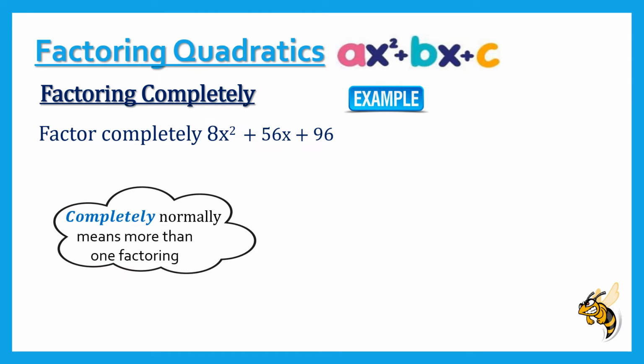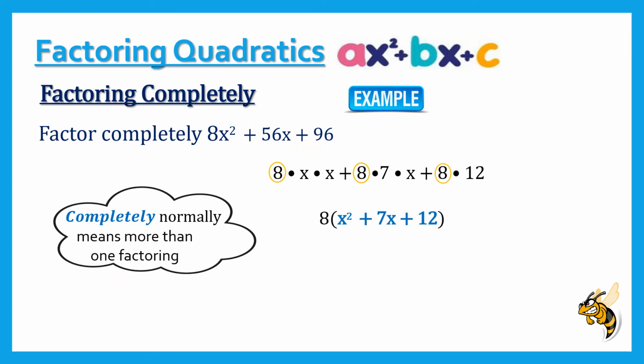So I'm going to analyze the 8, the 56, and the 96 and see if there's some number that they have in common, but we want to find the biggest number that they actually have in common because it's the greatest common factor. And 8 can go into 56 and 8 can also go into 96. So therefore it's going to be 8x times x plus 8 times 7 times x plus 8 times 12. That will give me the opportunity to remove the greatest common factor, which is the 8 that they have in common.